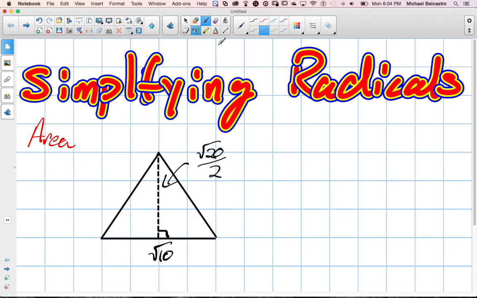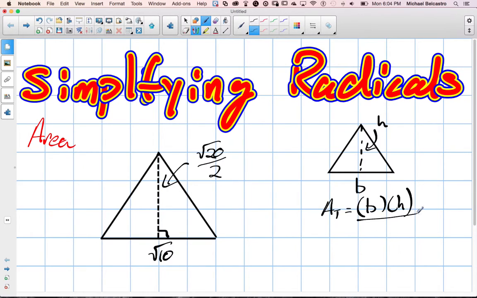The first thing we have to establish is how to find the area of a triangle. Let's bring up a small triangle here on the side and talk about how to find the area. In order to find the area of a triangle, you need the height, and luckily they've given us the height here. The area of a triangle is base times height, divided by 2, because it's only half a square, right?